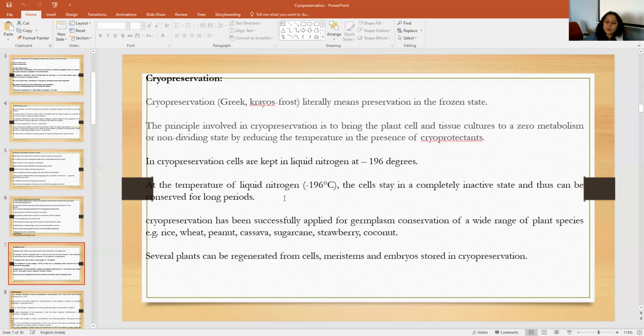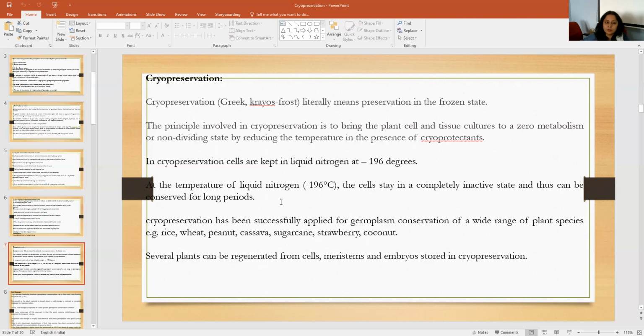Cryopreservation has been successfully applied for germplasm conservation of a wide range of plant species like rice, wheat, peanut, cassava, coconut, etc. And several plants can be regenerated from cells, meristems, embryos, etc., stored by cryopreservation.